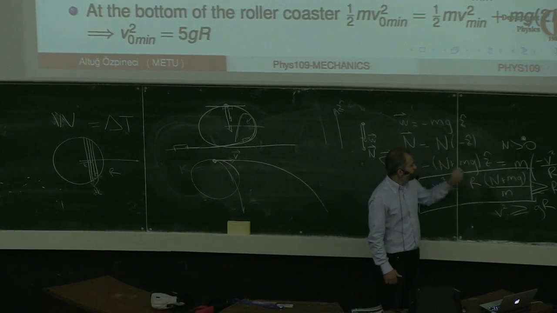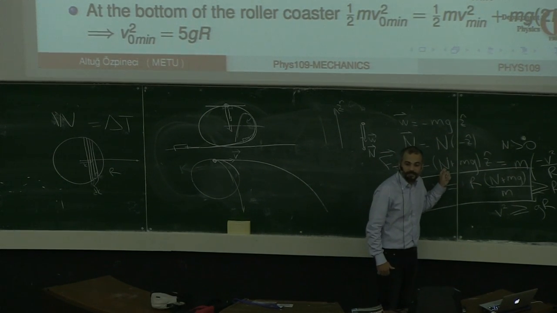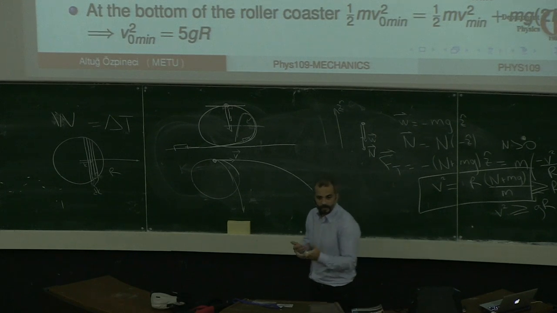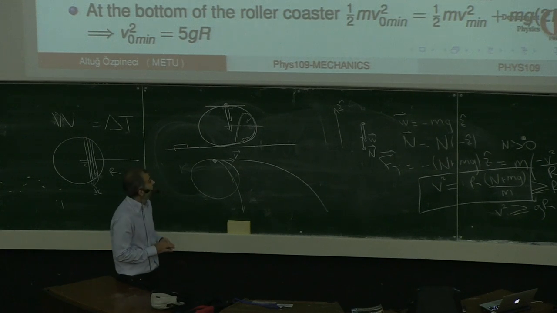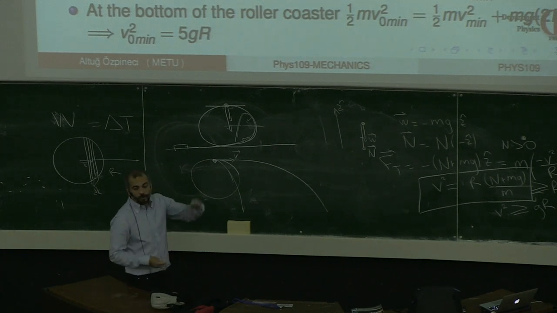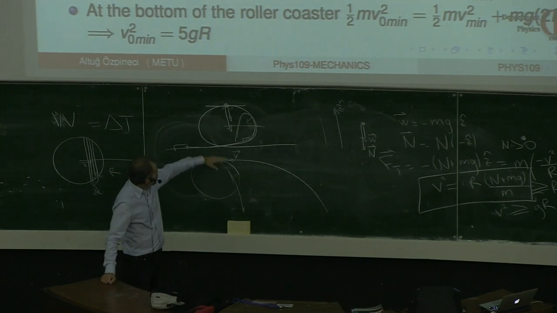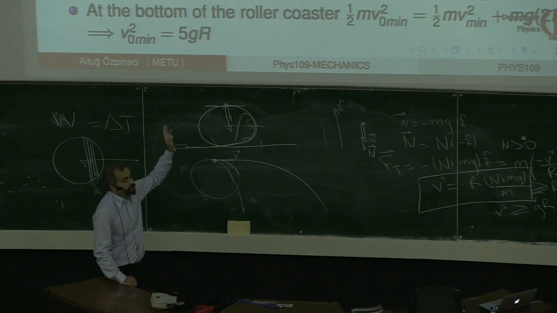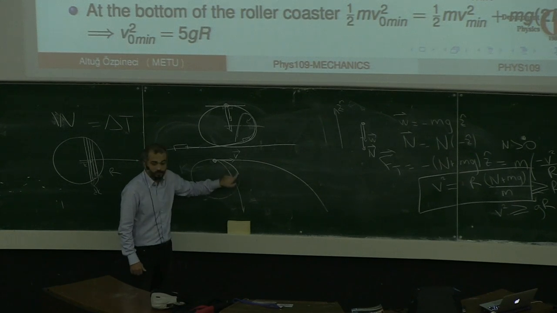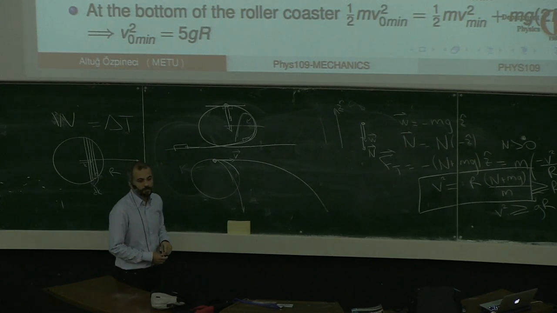Why is the minimum value when N is equal to zero? Because when N is equal to zero, there is no force acting between my cart and the rail, so it is as if the rail is not there. That is the threshold at which my cart would barely make it through the top. If it is moving faster than that, then the rail will always be pushing the cart towards the interior region. If it is slower than that speed, then the cart will not be able to follow the path of the rail. It will just fall down. Questions?